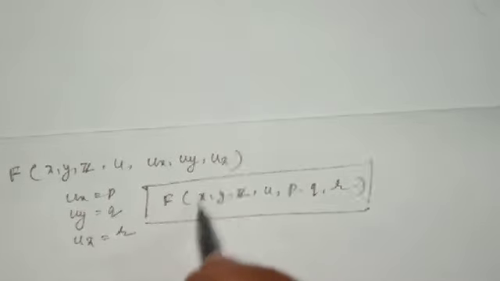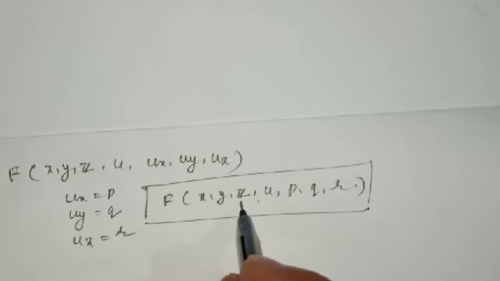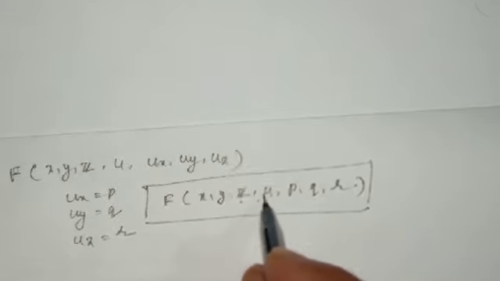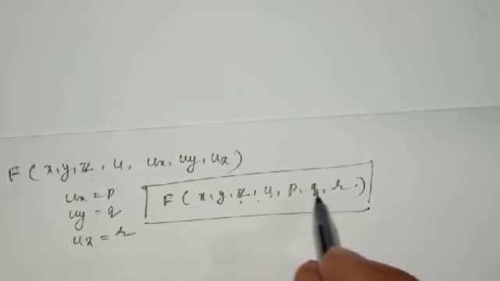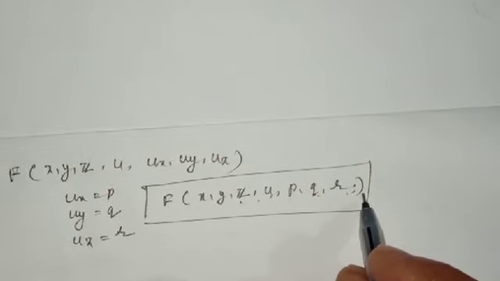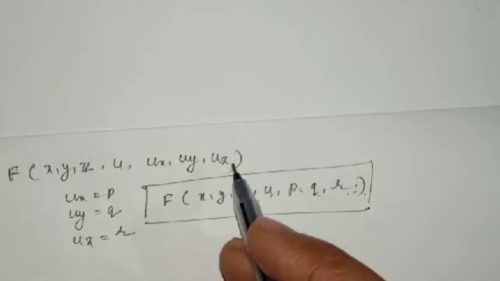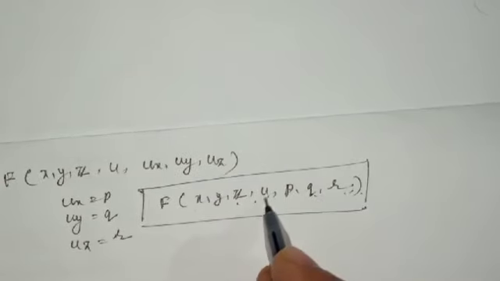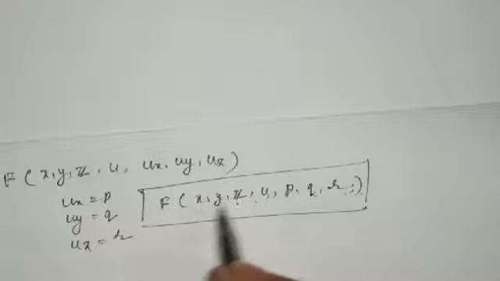Here the coordinates are x, y, z, and u is a function, so these are ux, uy and uz in the form of p, q, r. So this is all about the quasi-linear equation, where we have the unknown variable as a function.